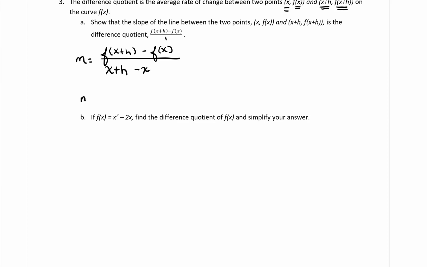Let's just simplify. I can't simplify anything in my numerator, so I have f of x plus h minus f of x. But in my denominator, notice we have an x minus an x, and so those cancel, and so this is all over h.